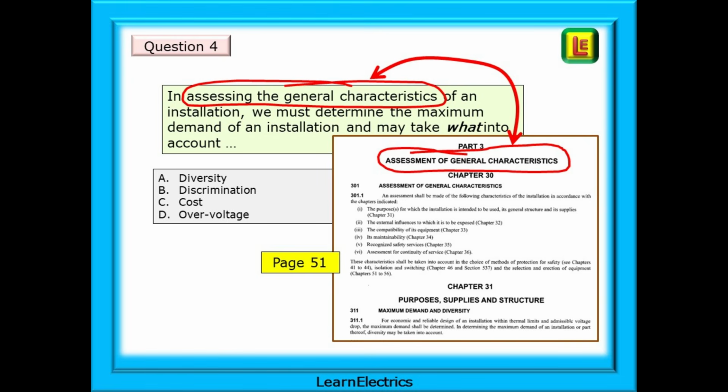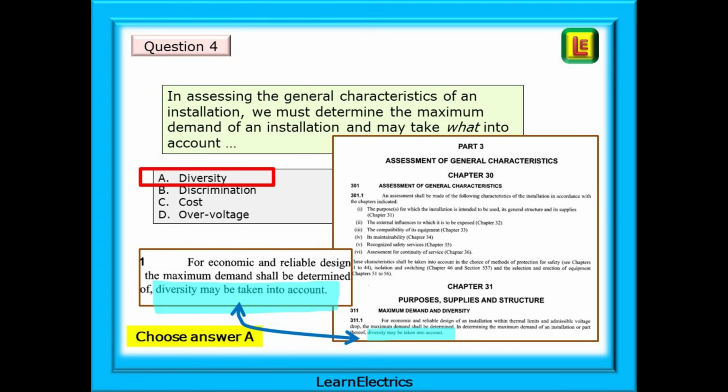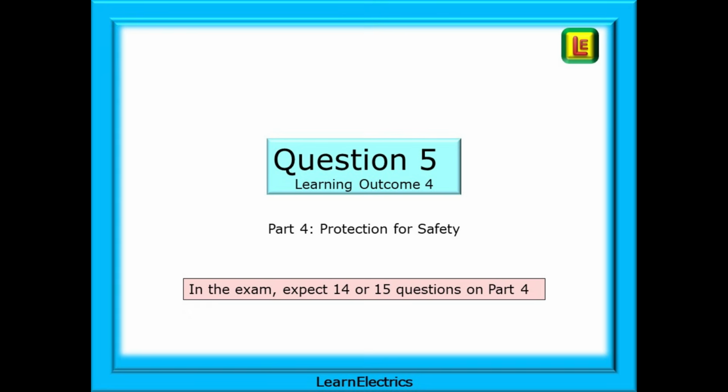The big keywords here are assessing the general characteristics, and on page 3, part 3 clearly says assessment of general characteristics and directs us to page 51. And on page 51 we find, in chapter 31, the words diversity may be taken into account, and we should choose answer A.